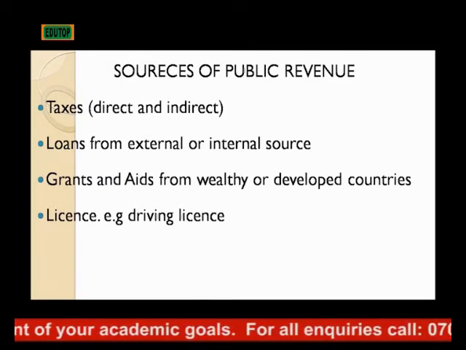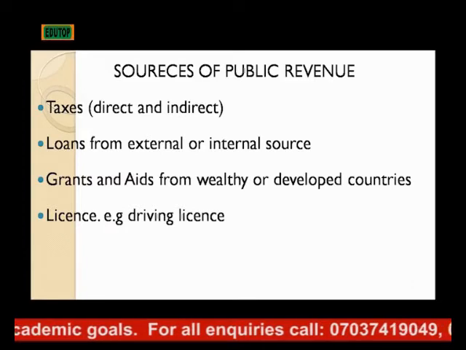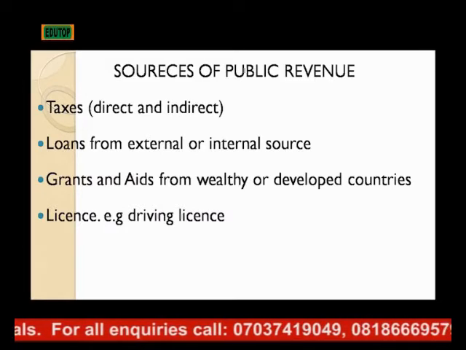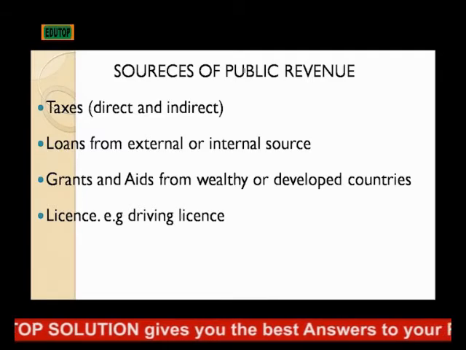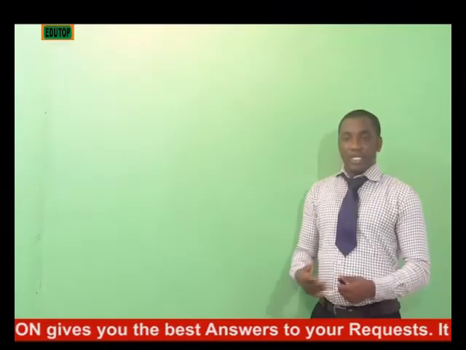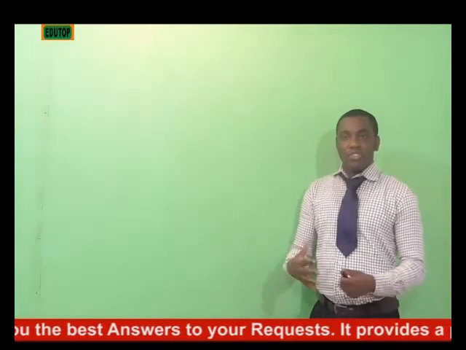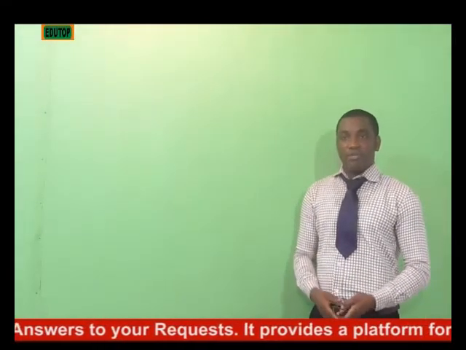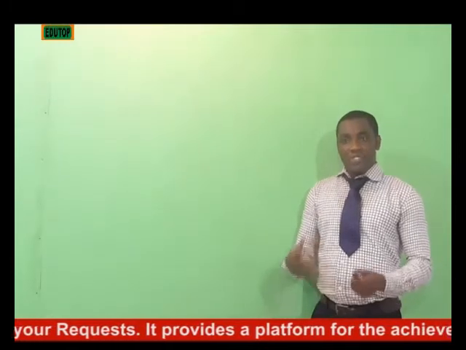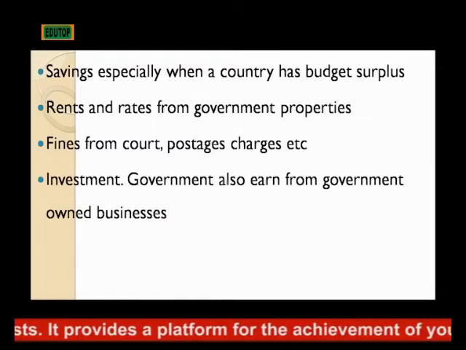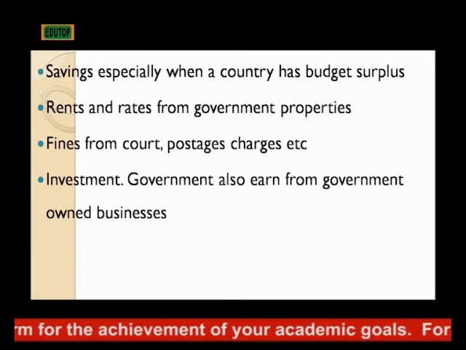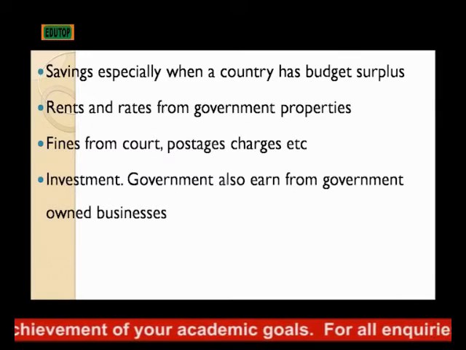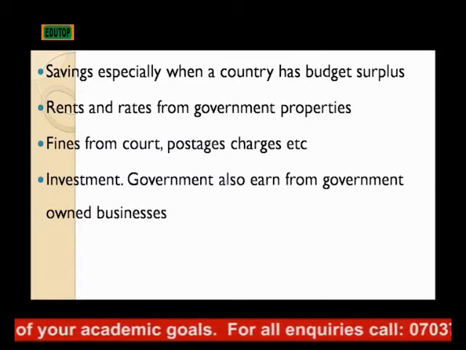Wealthy or developed countries usually help the developing countries in time of natural disaster or any time of economic misfortunes. Also, we have licenses, such as driving licenses and other licenses that government issues to the people in an economy. All these are the sources of revenue to a government in a country. Also, we have savings, especially when the country has a budget surplus, whereby there is an excess over the budget of a particular year. The excess can be used in another year as a profit.